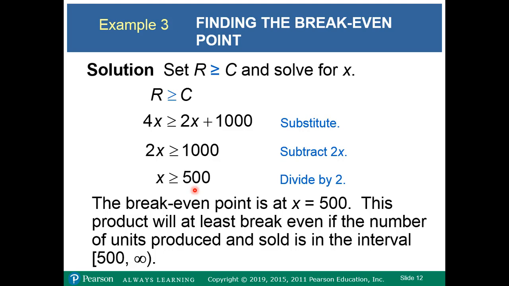So the break-even point is 500 units. Okay, so this product will at least break even if the number of units produced and sold is in the interval from 500 to infinity.